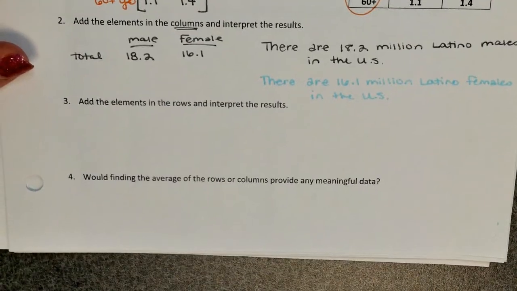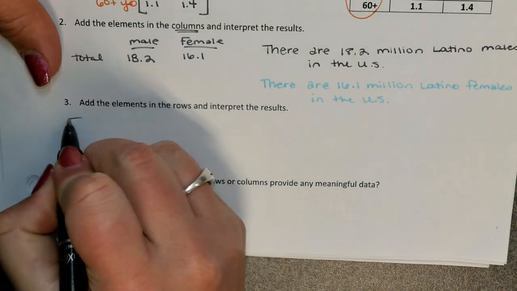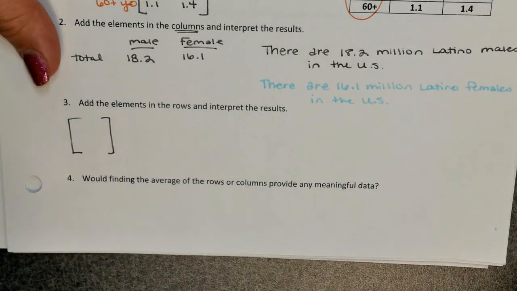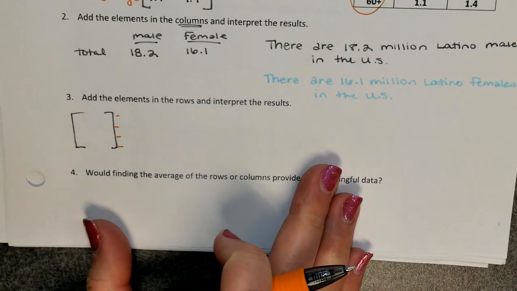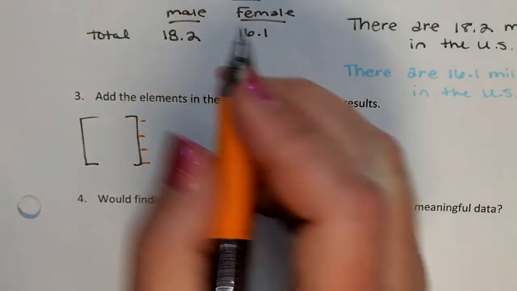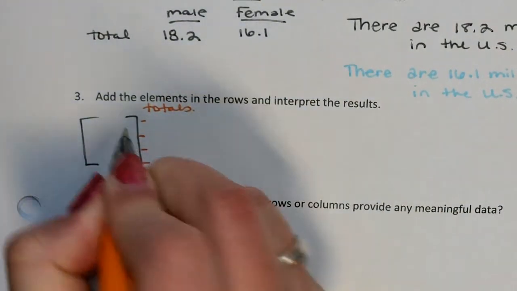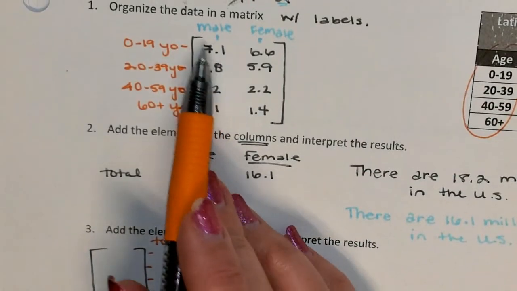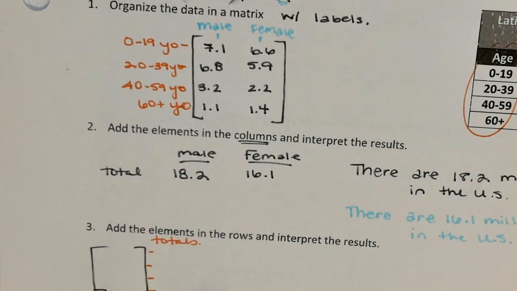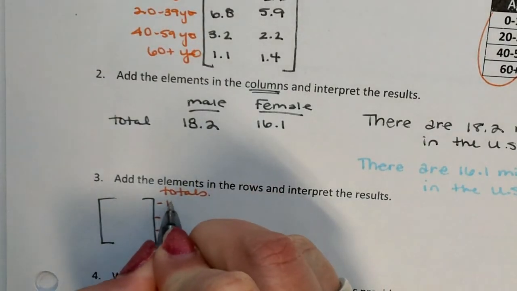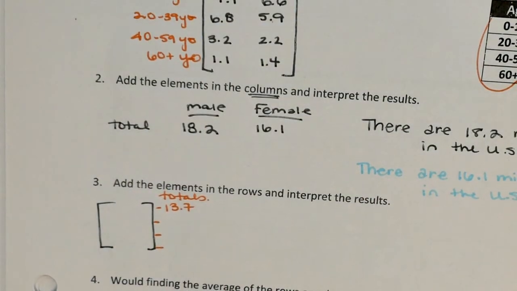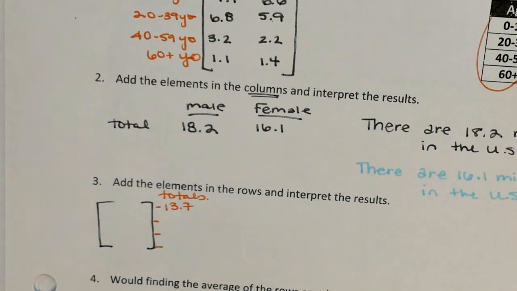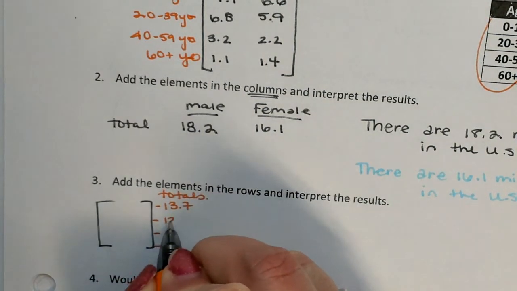Alright, so next it says to add the elements of each row. So if I'm looking at my matrix here, I'm now going to add up the first row and the second row and the third row and the fourth row. Let's figure out what these numbers are when I add them. So if I add that first row, the 7.1 and the 6.6, what's the total I get? 13.7. When I add the next row, what do I get? 12.7, yeah, I think that's right.